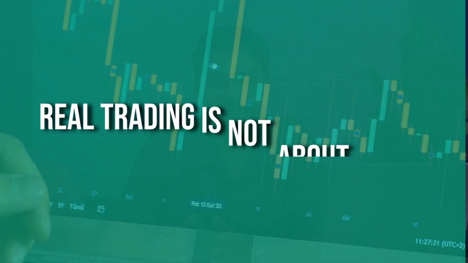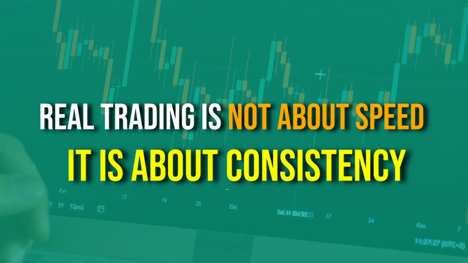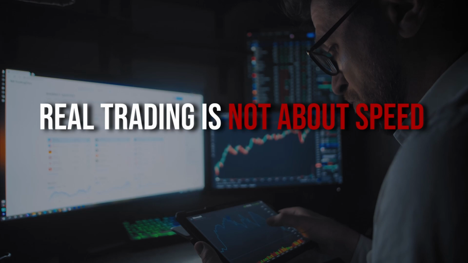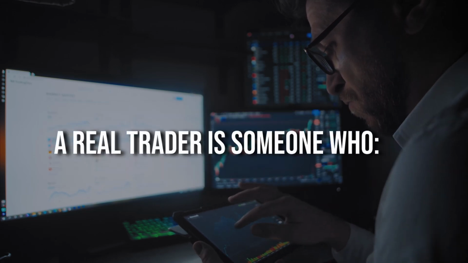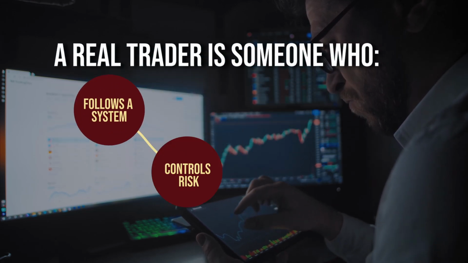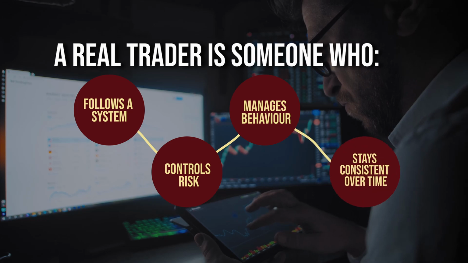Most people enter trading with one goal, to make money quickly. But real trading is different. Real trading is not about speed, it is about consistency. Let me explain what makes a real trader. A real trader is not someone who wins every trade. A real trader is someone who follows a system, controls risk, manages behavior, stays consistent over time.